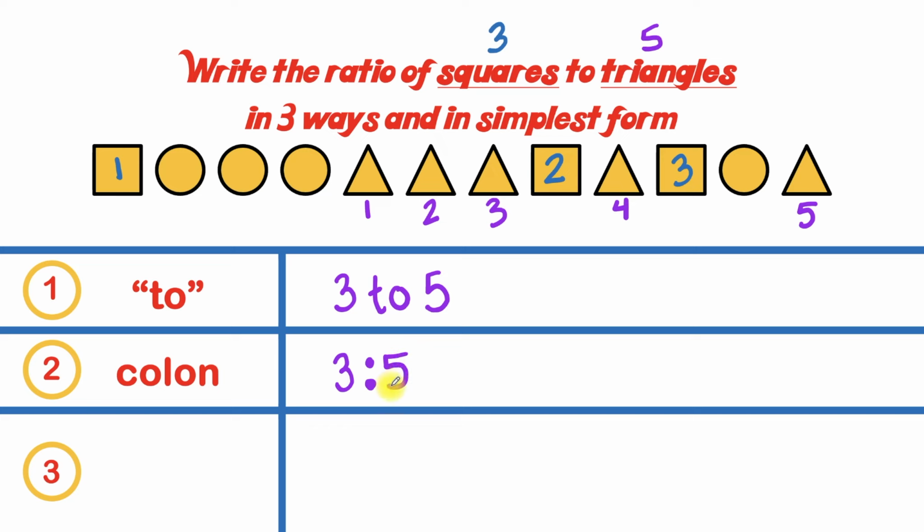Now this is really important. Even though it says 3 colon 5, we would still read it using the word "to." So even though it's written as 3 colon 5, we would still read it as 3 to 5.